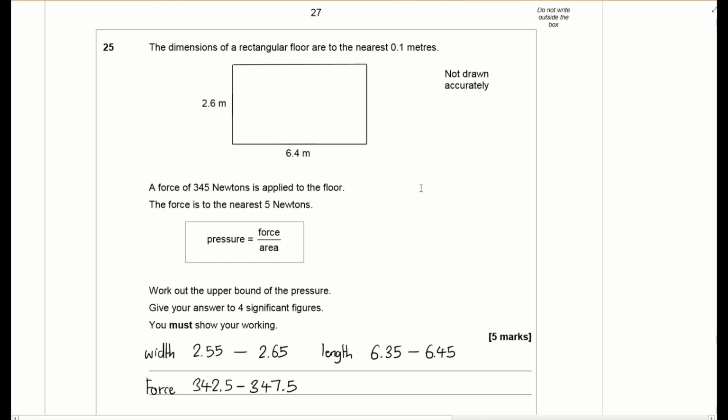Question 25. The dimensions of a rectangular floor are to the nearest 0.1 metres.